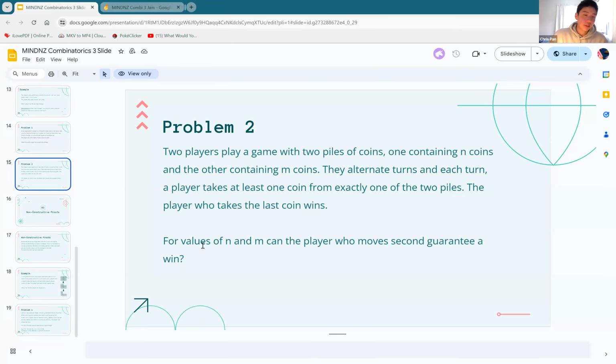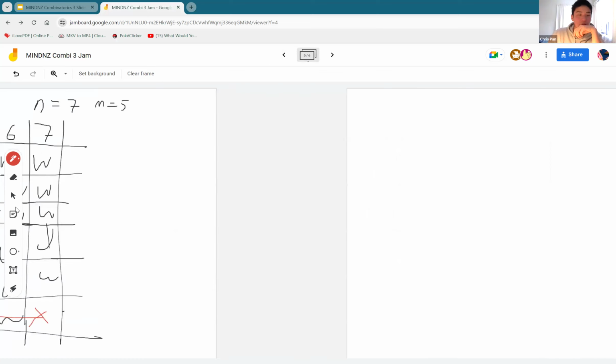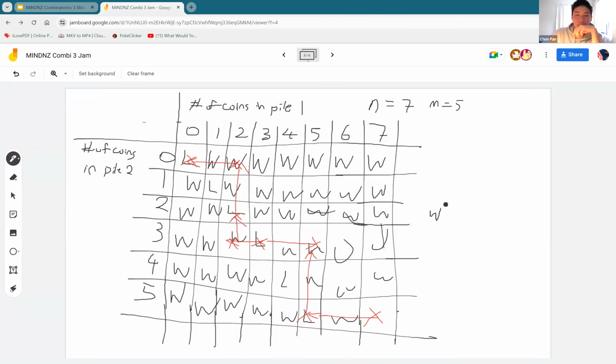But the question is asking for which values of n and m the player who moves second can guarantee a win. So when can player two guarantee a win? Well, if player one can move onto the diagonal at the start, they win, right? So when can they not move onto the diagonal at the start? Well, that happens whenever they're already on the diagonal. So when n equals m, player two wins, right? Because player two can do the strategy where they always stay on the diagonal. Yeah, like this diagonal over here.